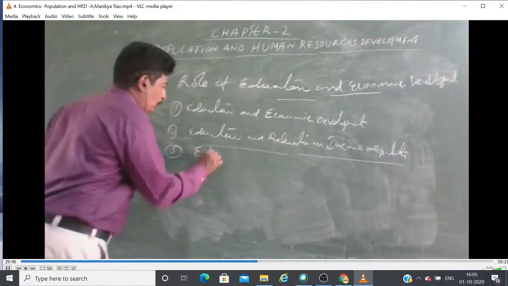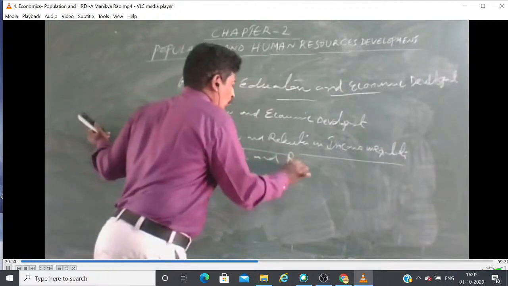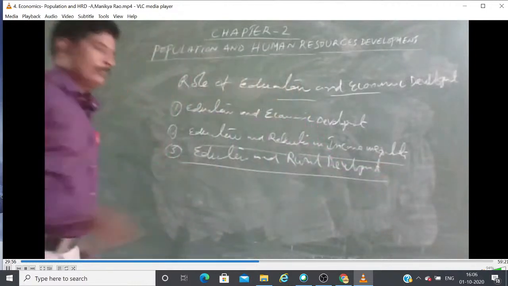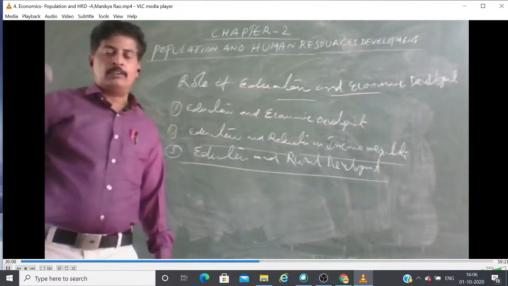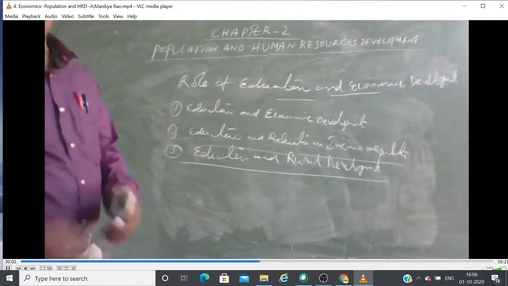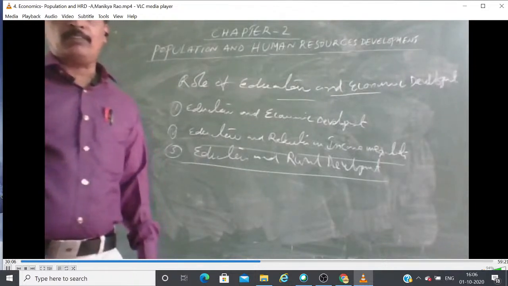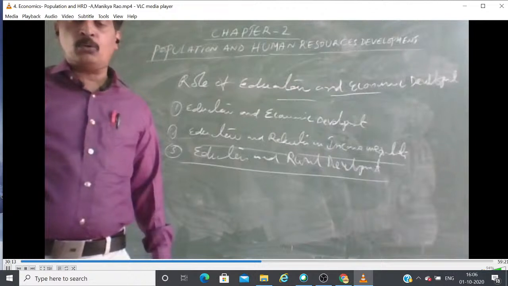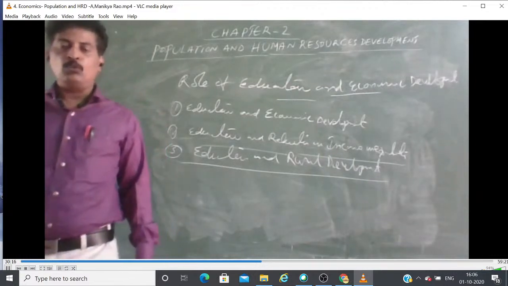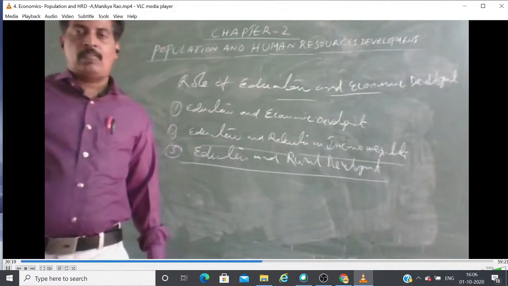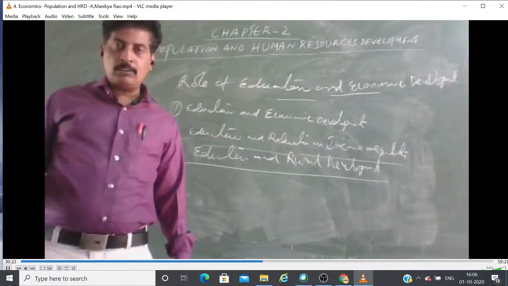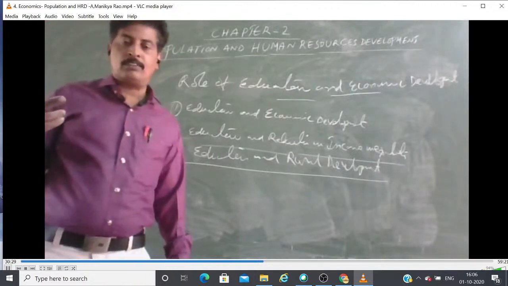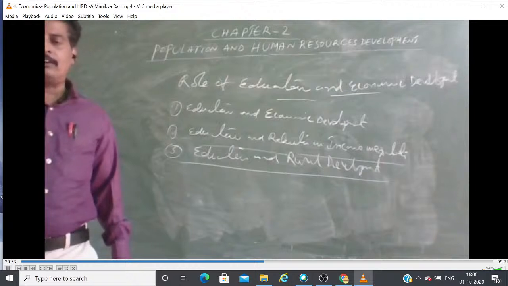Then, coming to education and rural development. How can education contribute to the development of a rural economy? Education can contribute significantly to rural development in a variety of ways, by widening the horizon of knowledge of rural people. It can enable them to overcome their ignorance and superstitions and adopt new agricultural techniques and new methods of production.